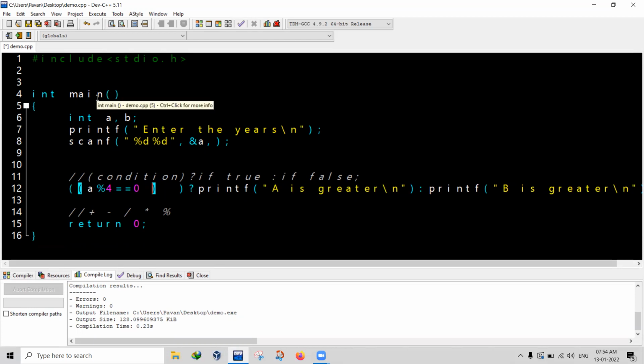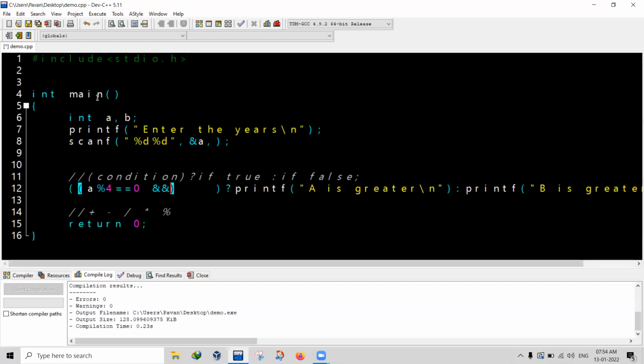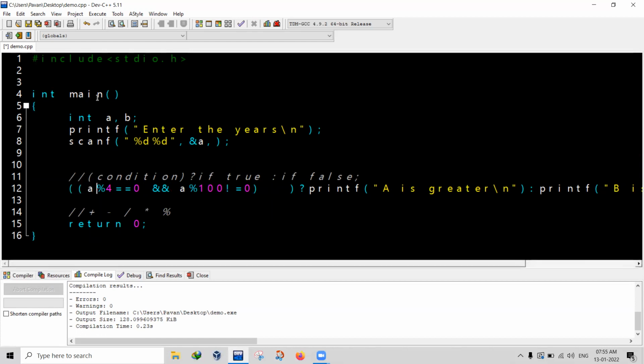In the same condition, we have another condition. This is the AND operator. Okay, this is a logical AND. You people should be knowing operators. If it is AND, it should not be divisible by 100, right? A mod 100 is not equal to 0. This is a complete single operation, guys. It's a single condition. Both combined make one logic.